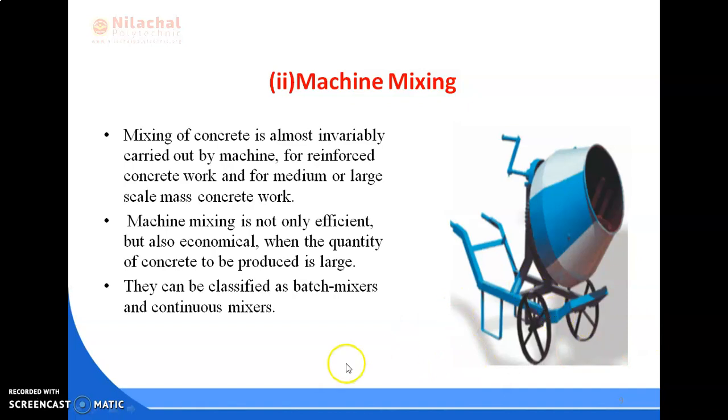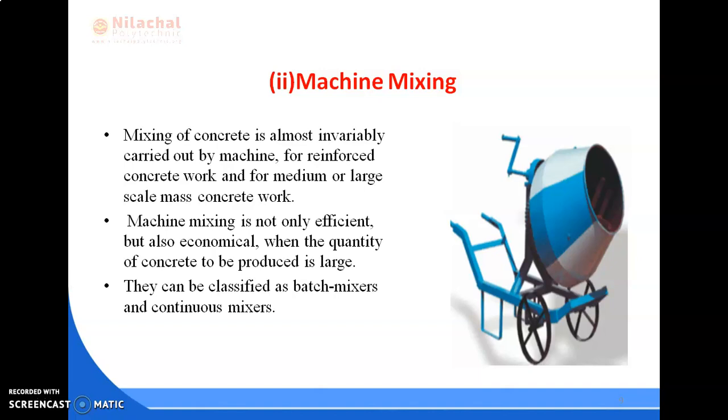Again it is classified as a batch mixer and another one is a continuous mixer. Batch mixer means it produces concrete batch by batch with a time interval. But in the case of a continuous mixer, it produces concrete continuously without stoppage as long as the plant is working. This type of mixer is used in large works like dams. Also 25 to 30 revolutions are required in a well designed mixer.